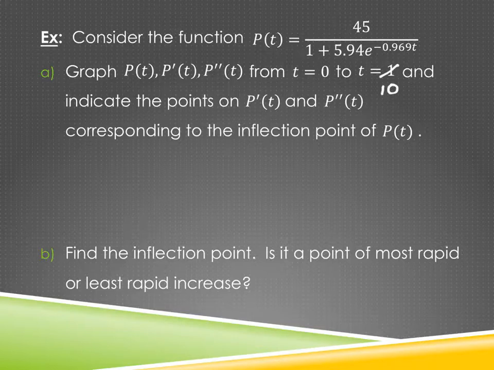So I want you to notice the original graph's inflection point became a maximum on the first derivative, and it became a what? A 0, or an x-intercept on the second derivative, right? This is the graph that we're going to sketch on our paper right now.